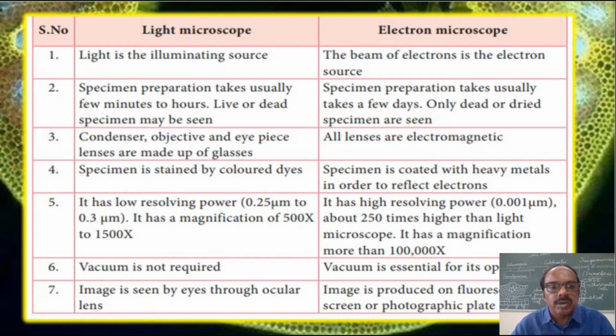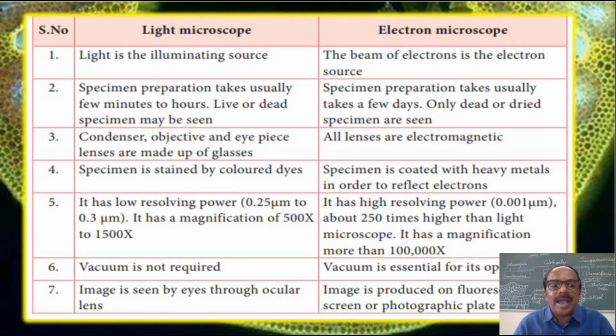And as I mentioned already, the resolution power of a light microscope is about 0.25 micron, whereas in case of an electron microscope, the resolution power is 0.001 micron. That means a light microscope can maximum magnify up to 1000 times, maybe up to 1500 times, whereas in case of an electron microscope, the magnification is 1 lakh. Nowadays we have electron microscopes which can magnify up to 5 lakh times. So the magnification in case of a light microscope is maximum 1500 times, and magnification in case of an electron microscope is about 5 lakh times.